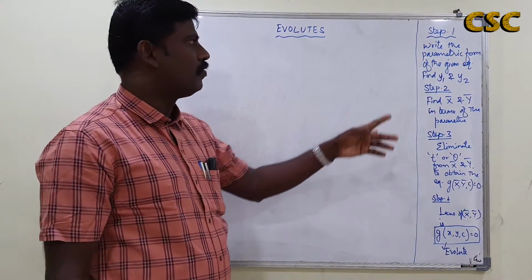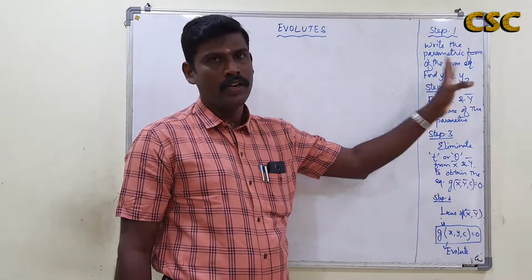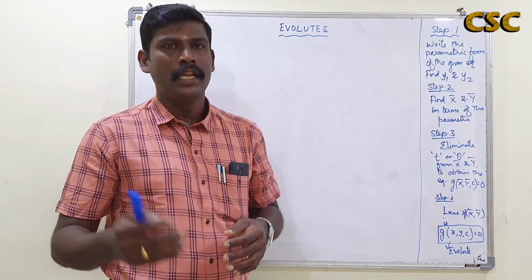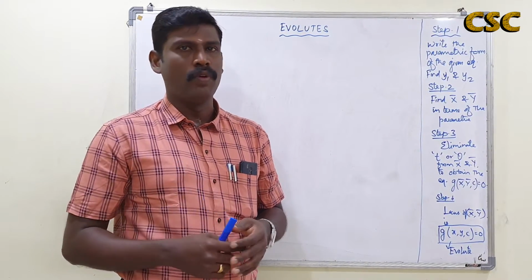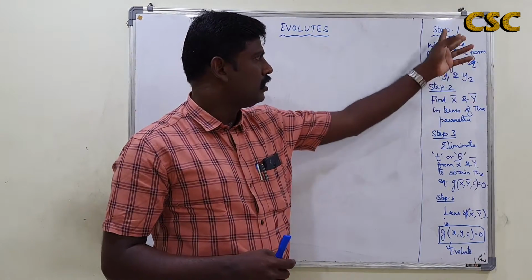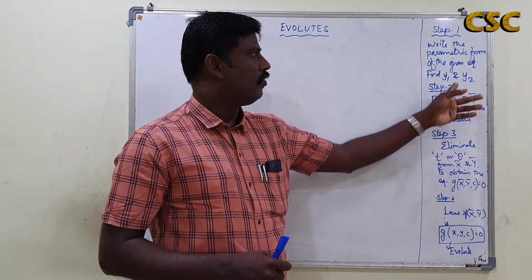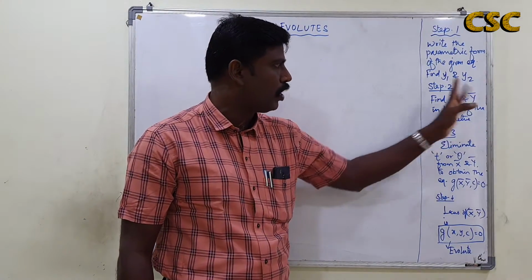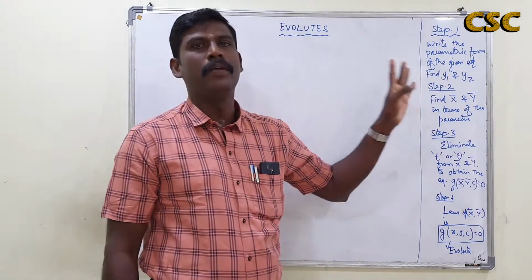Write the parametric form of the given equation and find y1 and y2. So the given equation is in the Cartesian form. First you have to write the parametric form and then calculate y1 and y2. Right? So this is step 1, and after finding y1 and y2, go for step 2. Step 2 is finding x bar and y bar in terms of the given parameter.